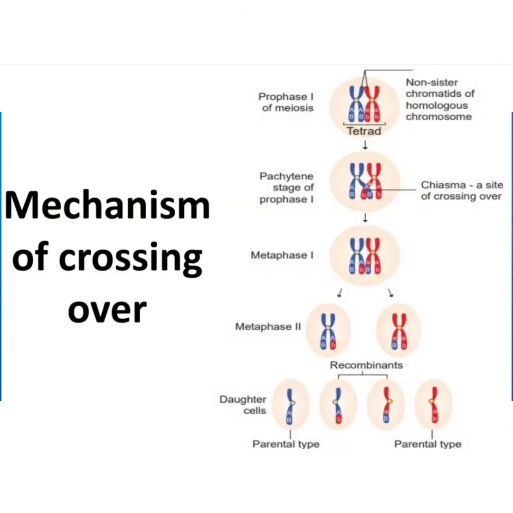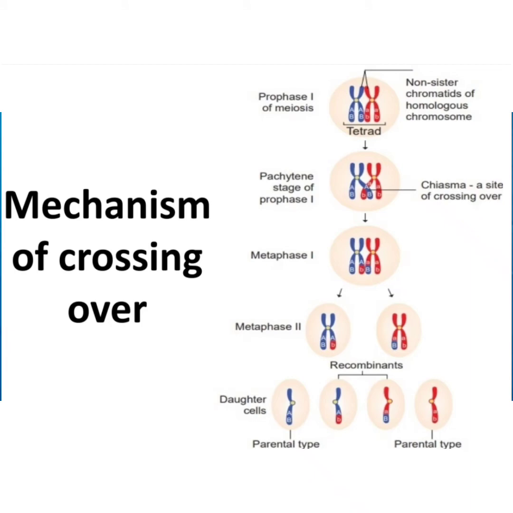To sum up the mechanism of crossing over, you can see in this image, in the prophase 1 of meiosis, the non-sister chromatids of the homologous chromosomes come close together. In the packaging stage of prophase 1, there is a formation of X, or the overlapping of the non-sister chromatids, resulting in the formation of the chiasma. This point of crossing over is called the chiasma, which results in the exchange of genetic material.